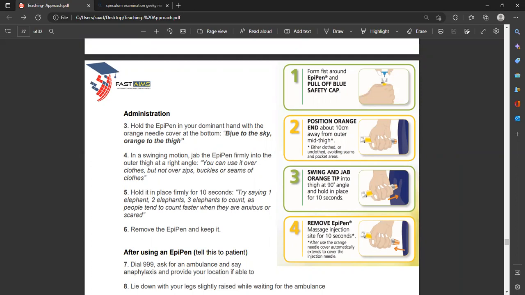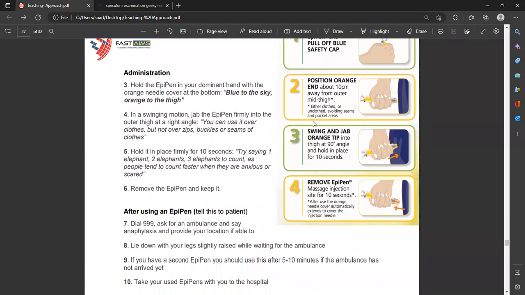There is a phrase that is used: blue to the sky and orange to the thigh. The orange end should be towards the thigh, and the blue cap end should be towards the sky. You hold it like this. You will be teaching the student like this. So hold the EpiPen in your right or dominant hand like this, so that the blue cap is upward and the orange end towards the thigh. And then in a swinging motion, just put it on your thigh.